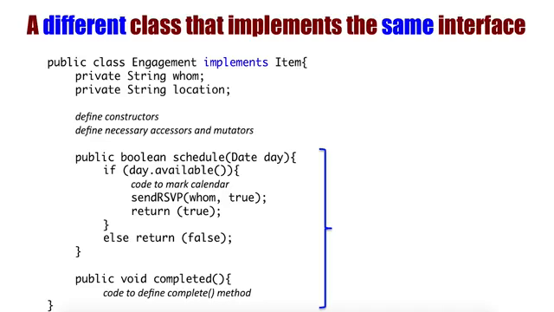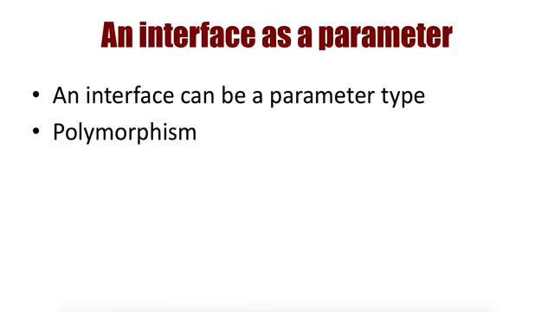Another class, Engagement, also implements the interface Item. Its instance variables and methods can be completely different from those found in Errand, but it must also implement the 2 methods provided by the interface. There is no inheritance at work here, like we saw between superclasses and subclasses. Instead, we have 2 classes, Errand and Engagement, that both invoke the same method, schedule, but with 2 very different implementations.